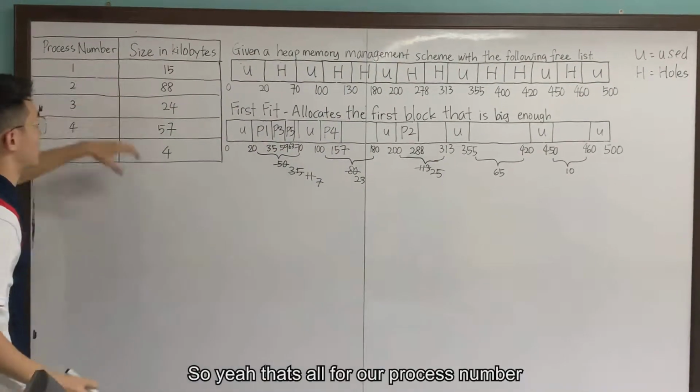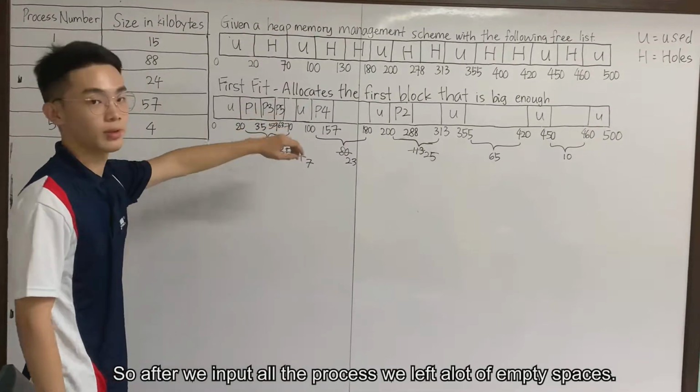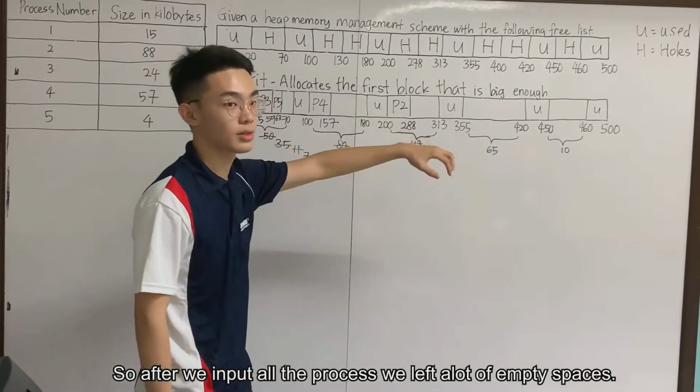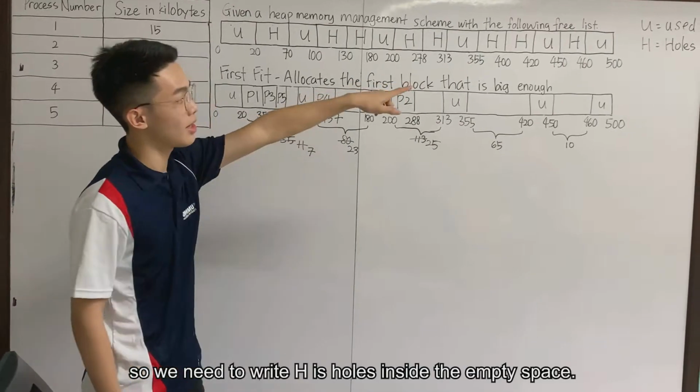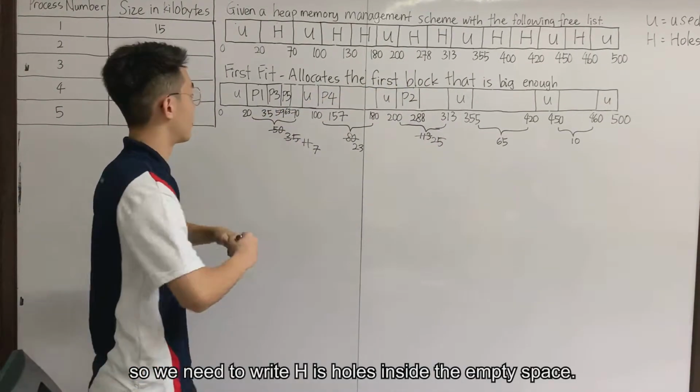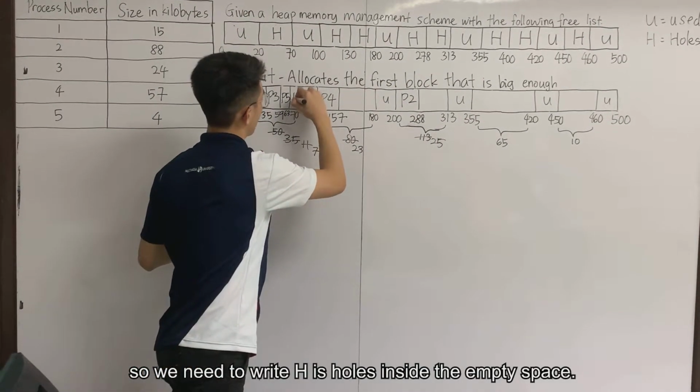That's all for our process numbers. So after we input all the processes, we will have a lot of empty places. So we need to write H, which is holes, inside the empty places.